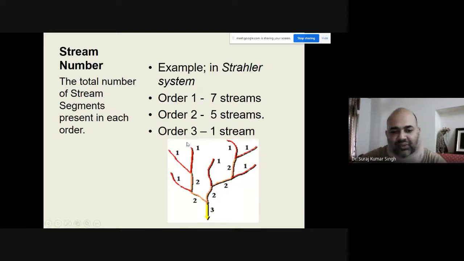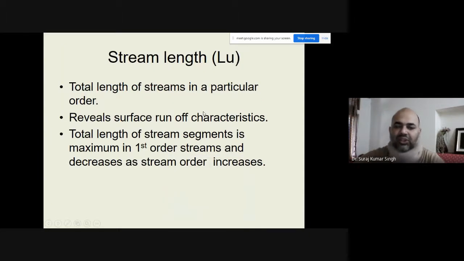Now, as we have calculated it, I know the total length of stream for order 1, the total length of stream for order 2, the total length of stream for order 3, and so on, until each and every stream is classified.